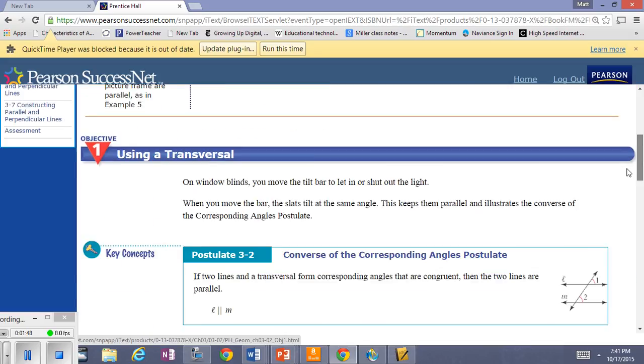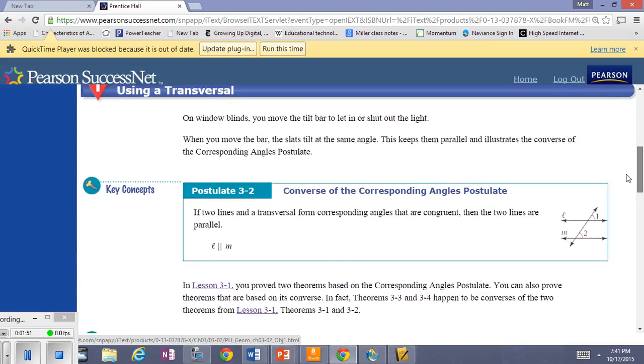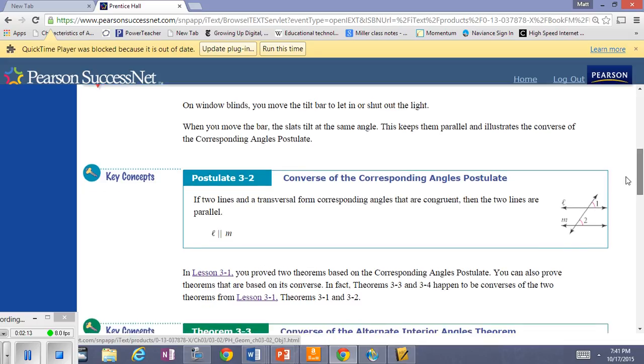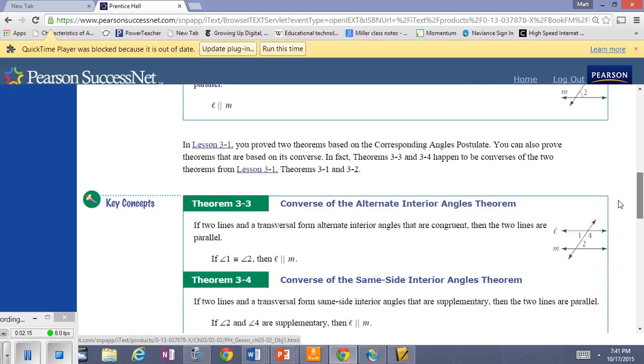Okay, so 3.2, we've got the converse of the corresponding angles postulate. It says if two lines and a transversal form corresponding angles that are congruent, then the lines are parallel. So again, we've taken the converse. We moved from given the parallels to proving the parallels, essentially. And the same thing is true here.